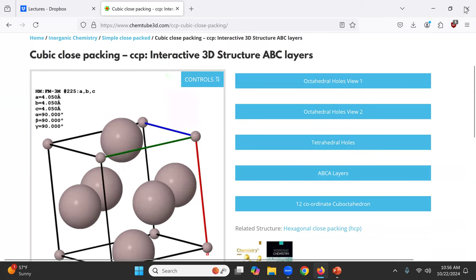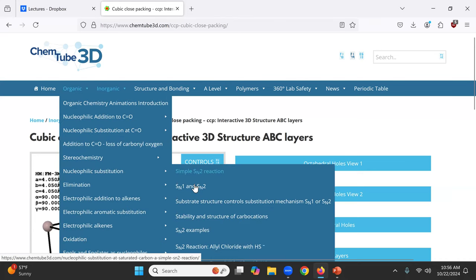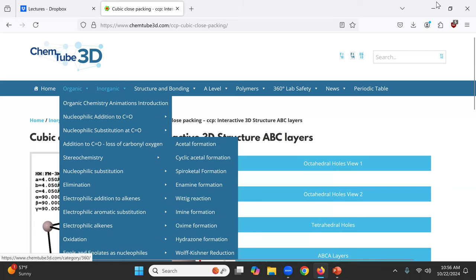So anyway, ChemTube 3D does also have a fair bit of organic stuff, and it shows those pretty well, and we'll actually use them for when we start looking at reactions too, because they've gone through and added a bunch of the reaction pathways showing the 3D shape as well.